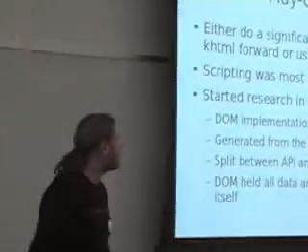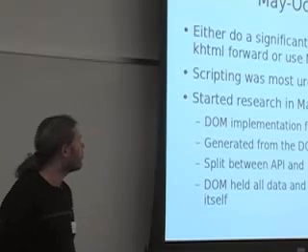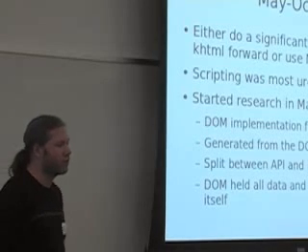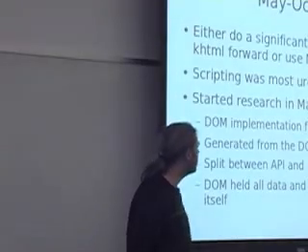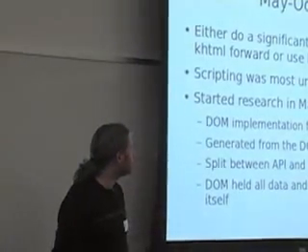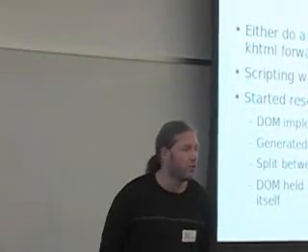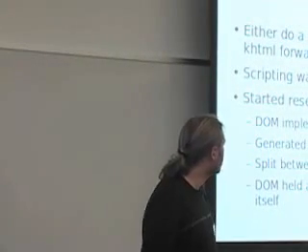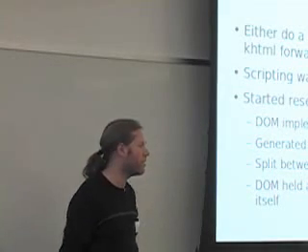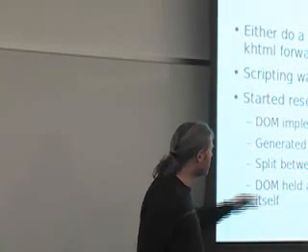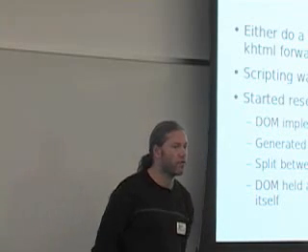What we saw at that time was that scripting was most urgent. People started using JavaScript a lot more in web pages, and a lot of web pages started not working anymore because they were relying on JavaScript. So I started some research in May of that year, and first of all looked at the DOM specification implementation. And I started doing an implementation, generating some of the APIs from the IDL, the DOM description. I did a split between the API and the implementation to make things easier to maintain in the longer term.